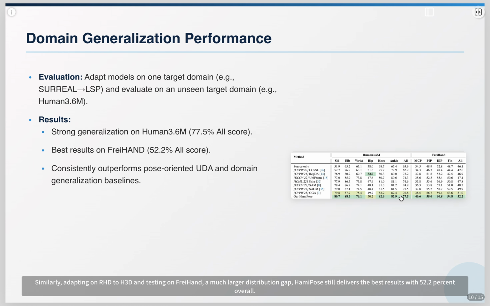Similarly, adapting on RHD to H3D and testing on FreiHAND, a much larger distribution gap, HamiPose still delivers the best results with 52.2% overall. This indicates that the learned representations and the stable optimization process fostered by HamiPose lead to robustness across different unseen real-world scenarios.